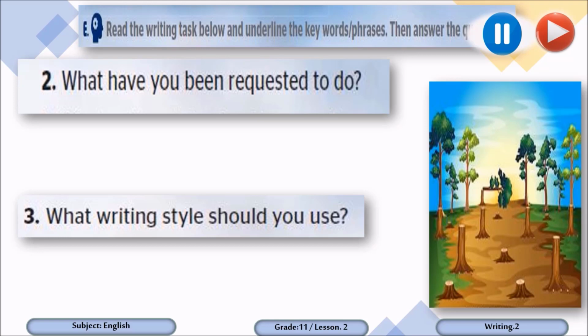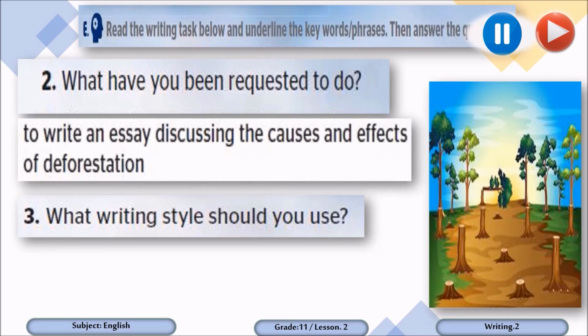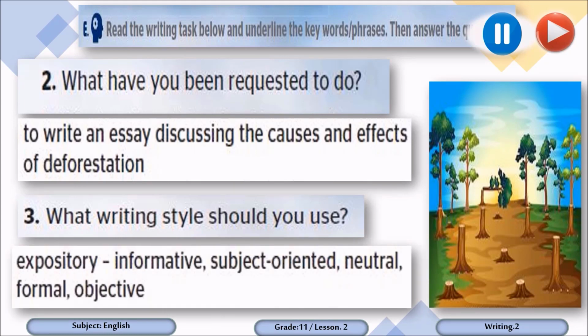Okay, now it's time to check the answers. What have you been requested to do? You have been requested to write an essay discussing the causes and effects, the reasons and the results of deforestation. Excellent. Question number 3. What writing style should you use? We should use expository style, which is informative, subject-oriented, neutral. It means that there is no need to write about your opinions. That should be formal and objective. Thank you very much.